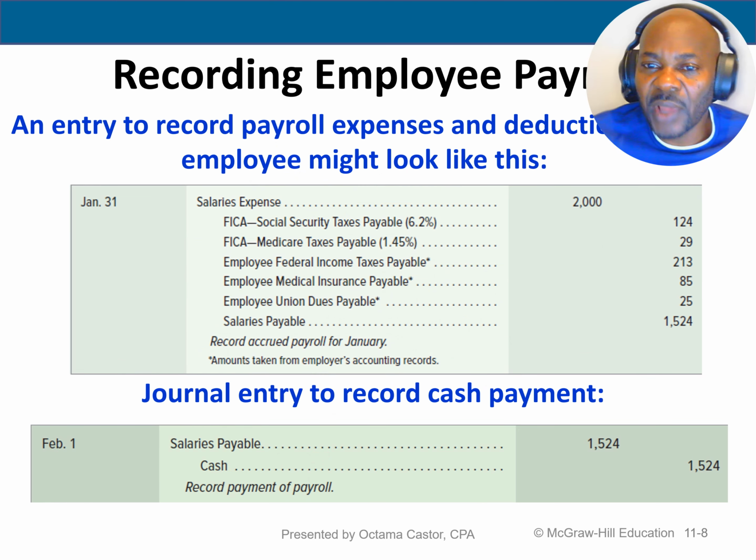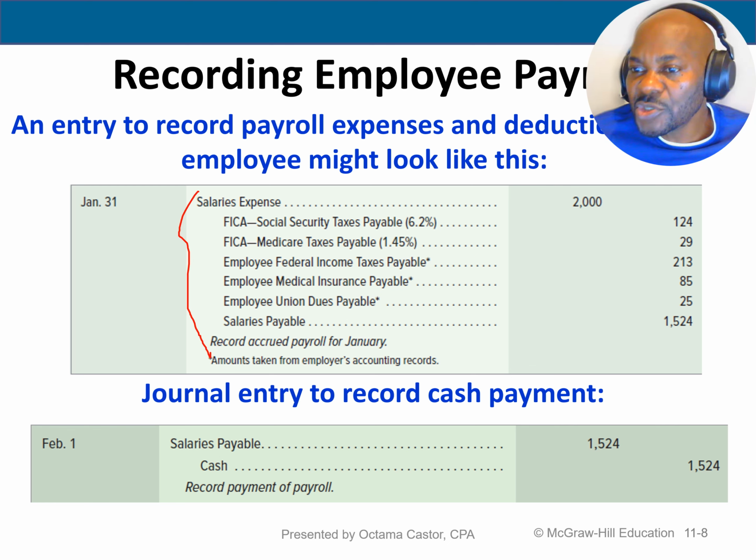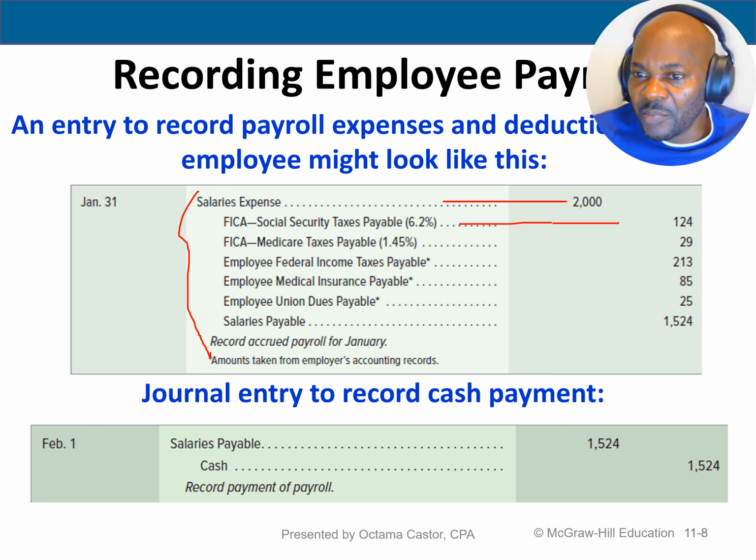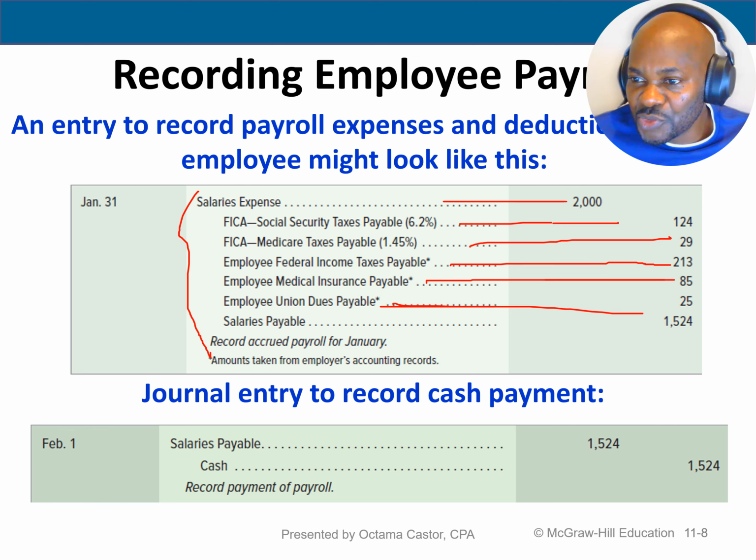Okay, let's take a look at a journal entry to record payroll. Let's just say your gross pay amount was $2,000, and all of the taxes you deducted from the gross pay would be, for instance, the FICA taxes. You deduct $124, Medicare taxes $29, federal income tax payable $213, medical insurance $85, union dues $25, and you have the net pay of $1,524.